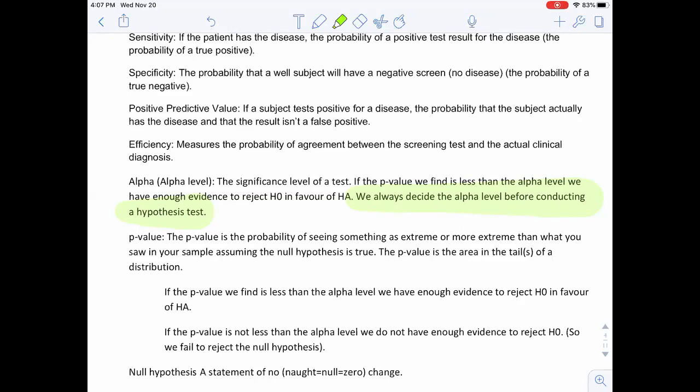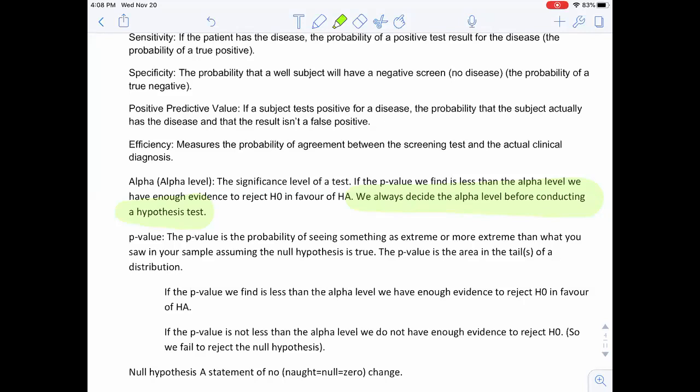The p-value, right, by definition, is the probability of seeing something as extreme or more extreme than what you saw in your sample, assuming that the null hypothesis is true, right? So it's hinging on that, assuming that the null hypothesis is true, because we've done all our testing assuming H0 is true until the end where we said, well, actually, what we saw is way too extreme to have happened just by chance, right? So that's why I can reject my null hypothesis, right?